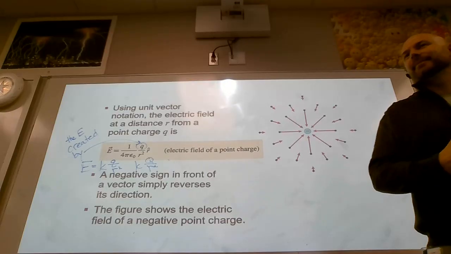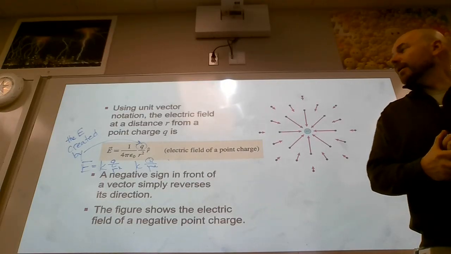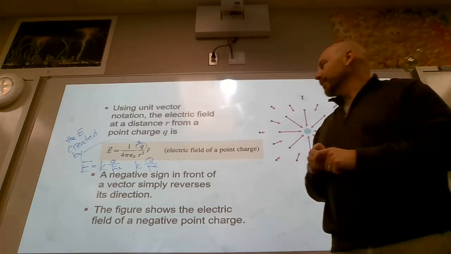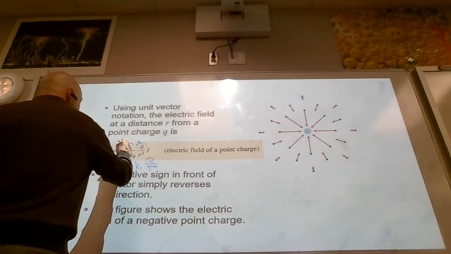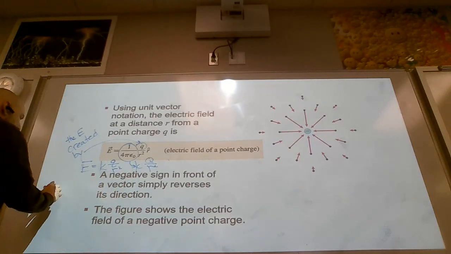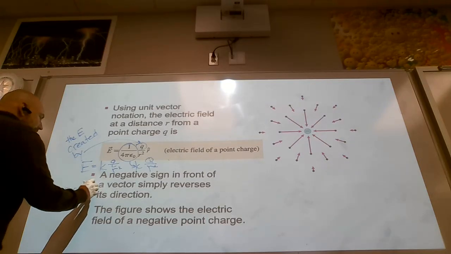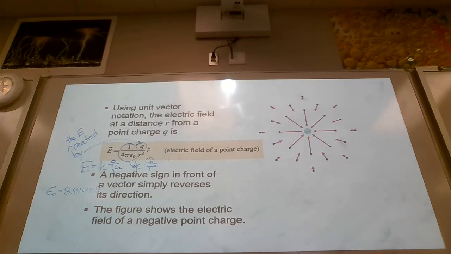Aiden, what is that epsilon on the bottom? Yes. This quantity right here is equal to K. Epsilon naught is 8.85 times 10 to the negative 12th. We'll see that a lot when we start doing calculus stuff.